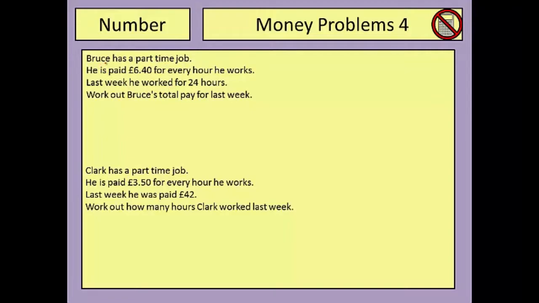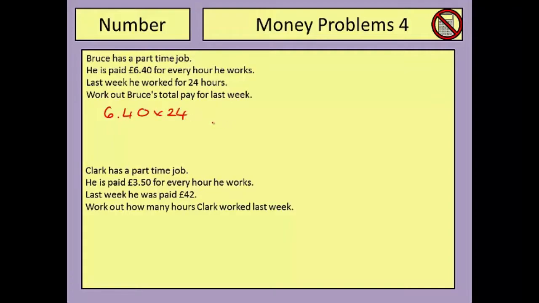So here it says in this example, Bruce has a part-time job. He's paid £6.40 for every hour he works. Last week he worked for 24 hours. Work out his total pay for the week. So what I'm going to need to do here is the sum £6.40 times by 24.